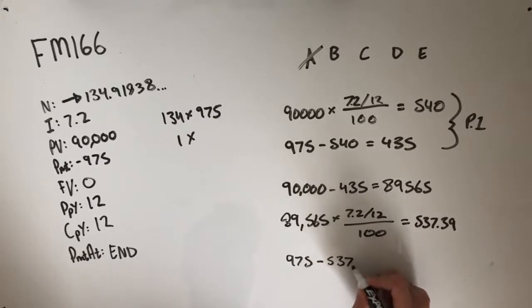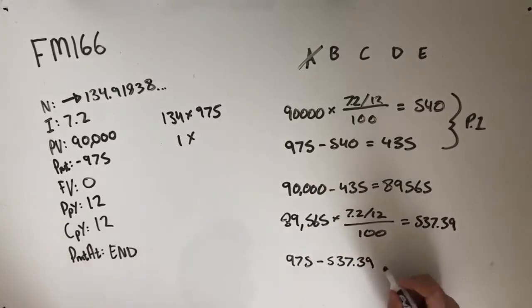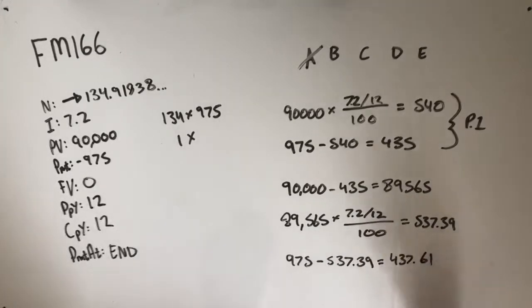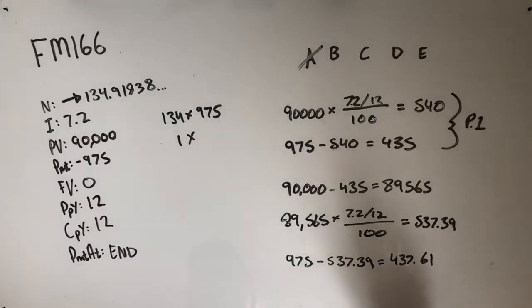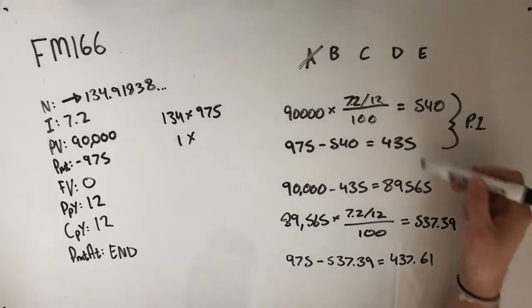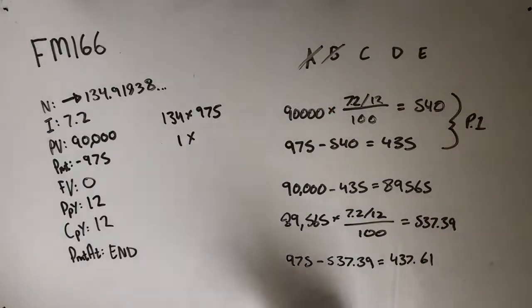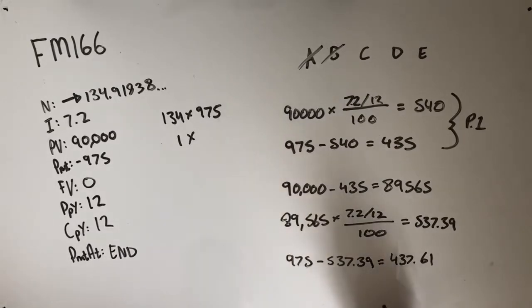So $975 minus $537.39, that should equal $437.61. So option B, her second payment reduces the loan by more than the first payment. Yes, it will. Therefore, option B is also not our answer, as it is correct.